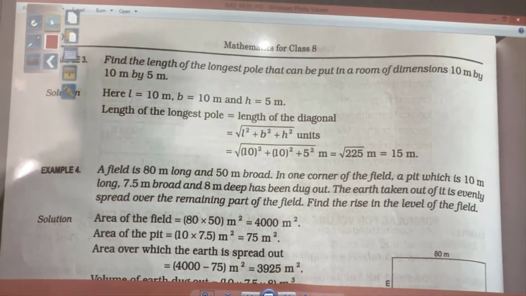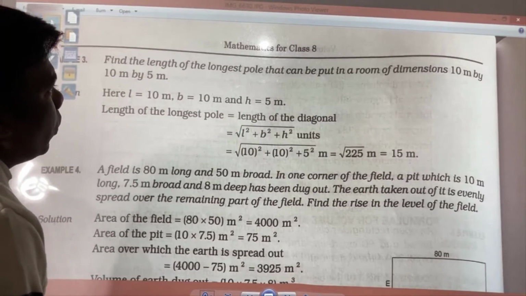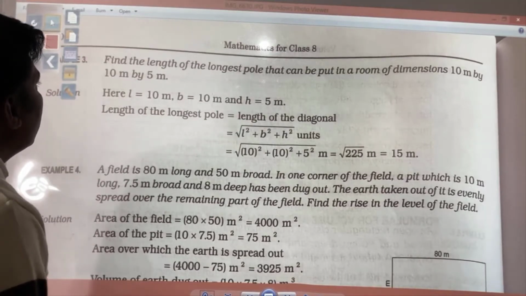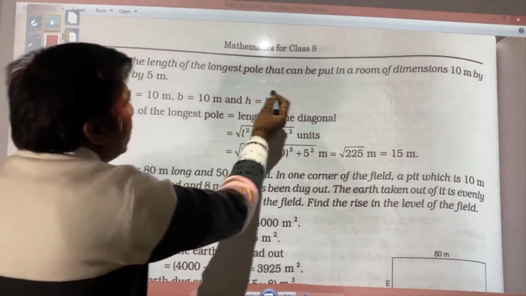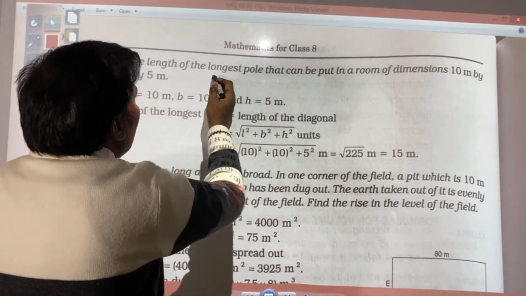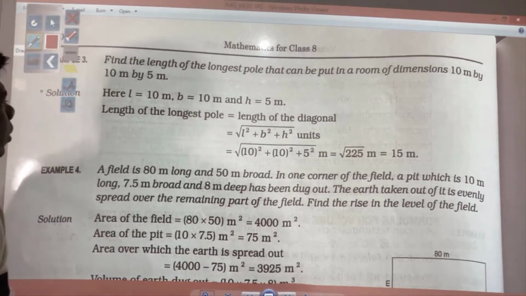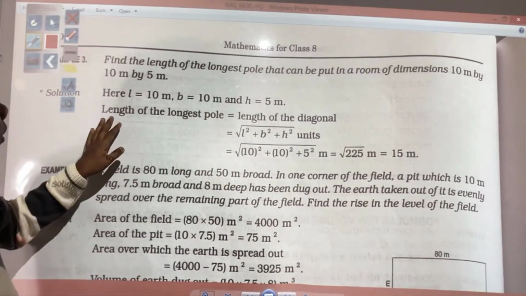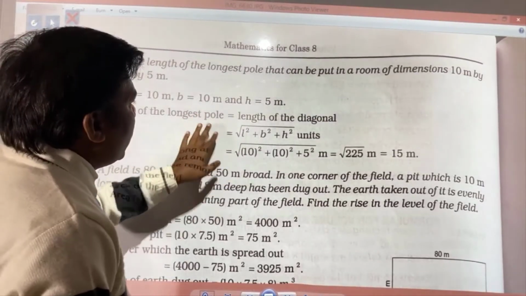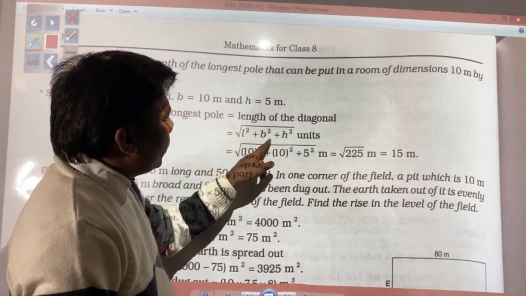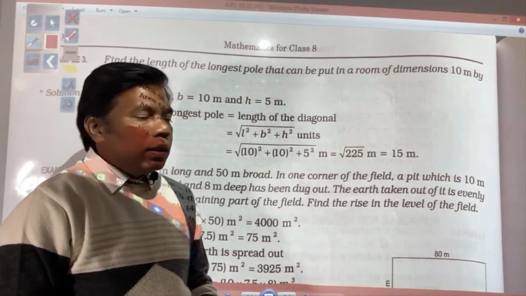Then we have question number 3. Find the length of the longest pole that can be put in a room of dimensions 10 meter by 10 meter by 5 meter. So again, here you need to find out diagonal. Longest pole it is saying, it means you need to find out diagonal of that room. So diagonal will be the length of the longest pole, what you can put in that room. So that formula you know, under root L square plus B square plus H square, this value is required to be put, and simplify, you will get the answer.